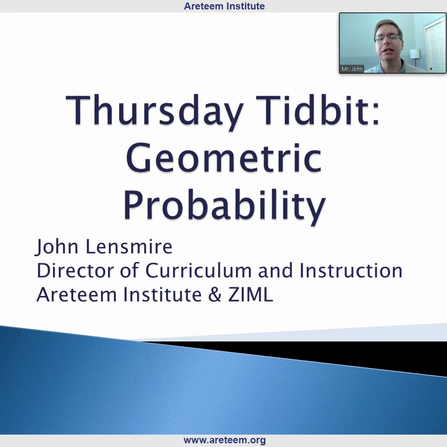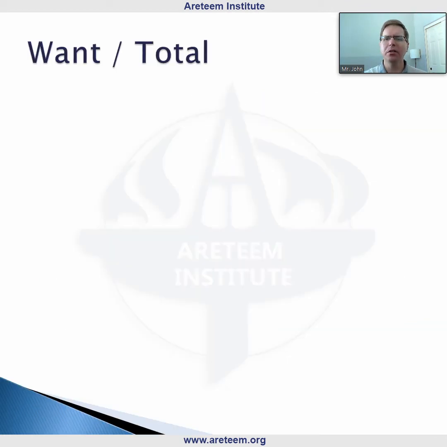Today we're going to be talking a little bit about geometric probability. Now, whether you've actually studied probability or not, we probably already have a good sense of regular probability. And I want us to think about this in terms of want divided by total. So what do I mean by this?